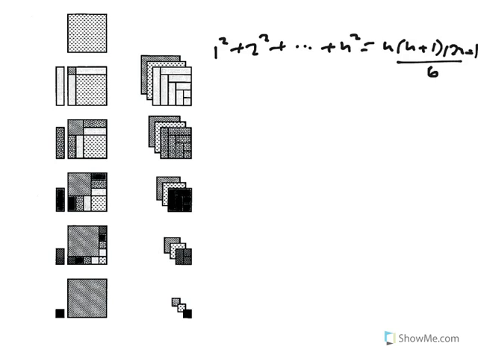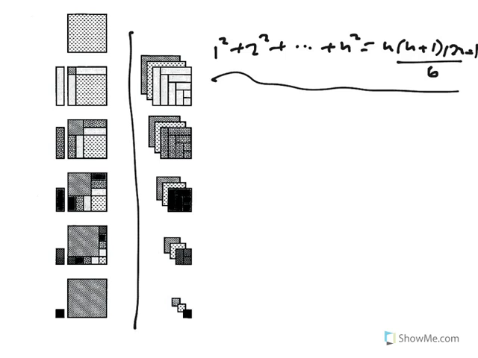This is a proof without words to prove the formula that 1 squared plus 2 squared up to n squared is n times n plus 1 times 2n plus 1 over 6. And the way it works is, on the right hand side I have, this is 3 times 1 squared.